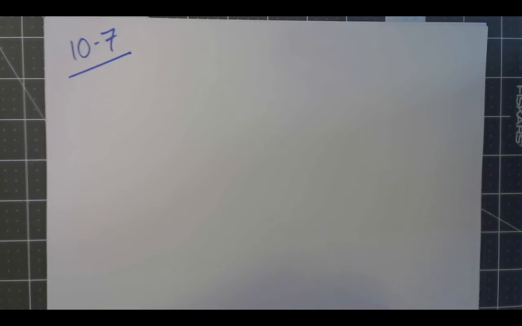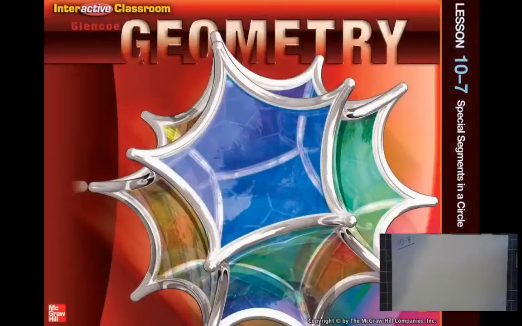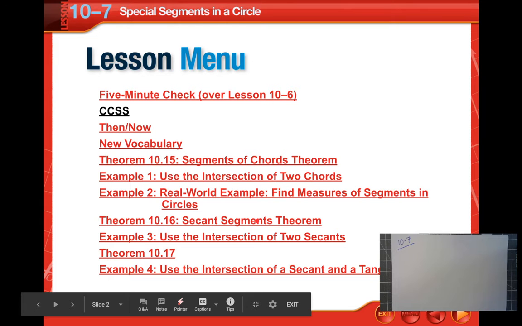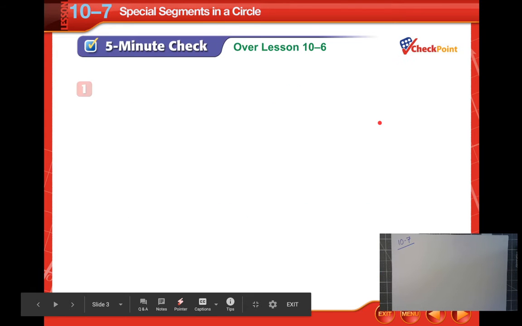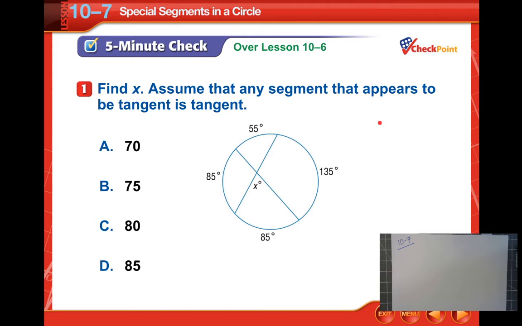If you are in on-level geometry, this is where you're going to stop for the test. And if you're in honors, this is the second to last one that you're going to do before the test. We're in 10.7 today. Make sure you go back and rewatch the other ones. If you're having trouble with them, we will come back and do a little bit of 10.6 to start off today, because that's how these slides normally go. They start with what we did previously. So we'll do some 5-minute checks over 10.6 and see if that's still clear.